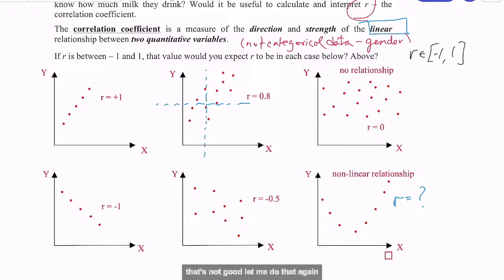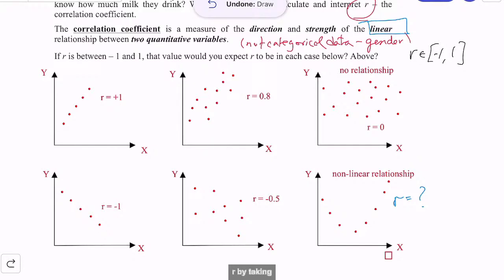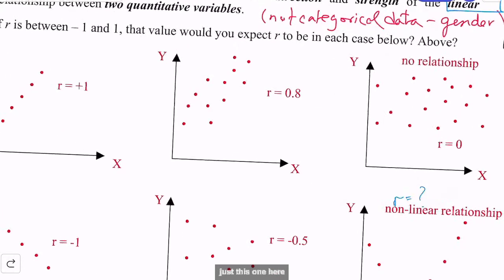That's not good. Let me do that again. Okay, what I'm going to do is I'm going to show you how to interpret R by taking just this one here.